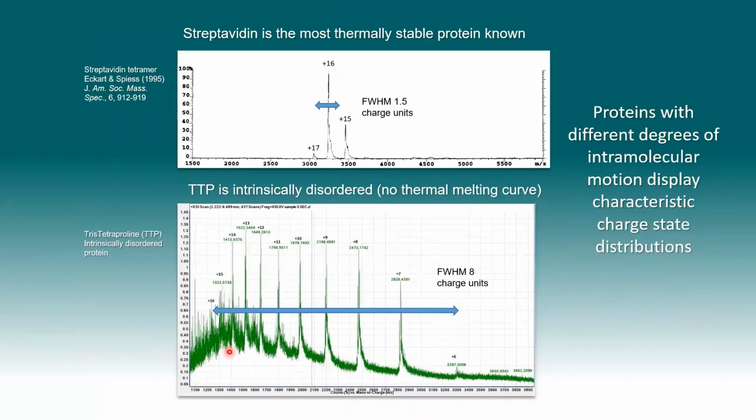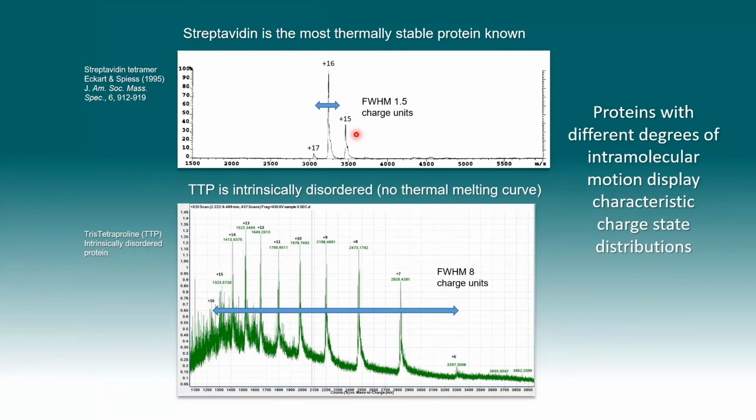I can show you another example of this. This is a comparison of a highly stable protein with an intrinsically disordered protein. So streptavidin is the most firmly stable protein known. If we look at the native spectrum for streptavidin, we can see effectively there's really only one charge state, which is +16, and these other charge states are relatively minor. So if you measure the full width half maximum of this distribution, it approximates 1.5 charge units.